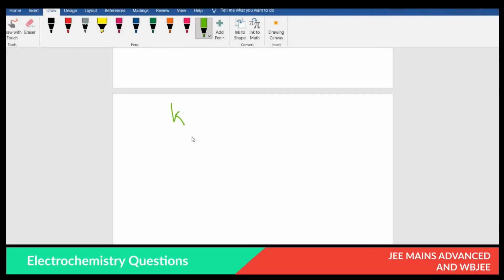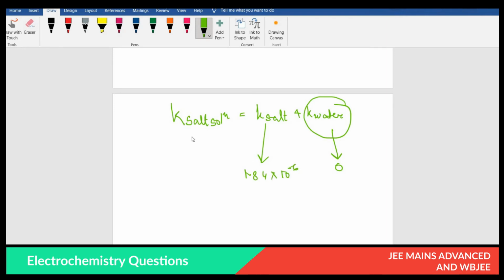Students, specific conductance is your kappa value. Now, kappa of any salt solution is equal to the conductance of the salt along with water. Because we are dissolving the salt in water, only then will we get a salt solution. So, this should be the equation. Now, it is specifically mentioned that the specific conductance of water is negligible, so we'll consider this to be 0. The specific conductance of the salt is mentioned as 1.84 into 10 to the power of minus 6 ohm inverse centimeter inverse.